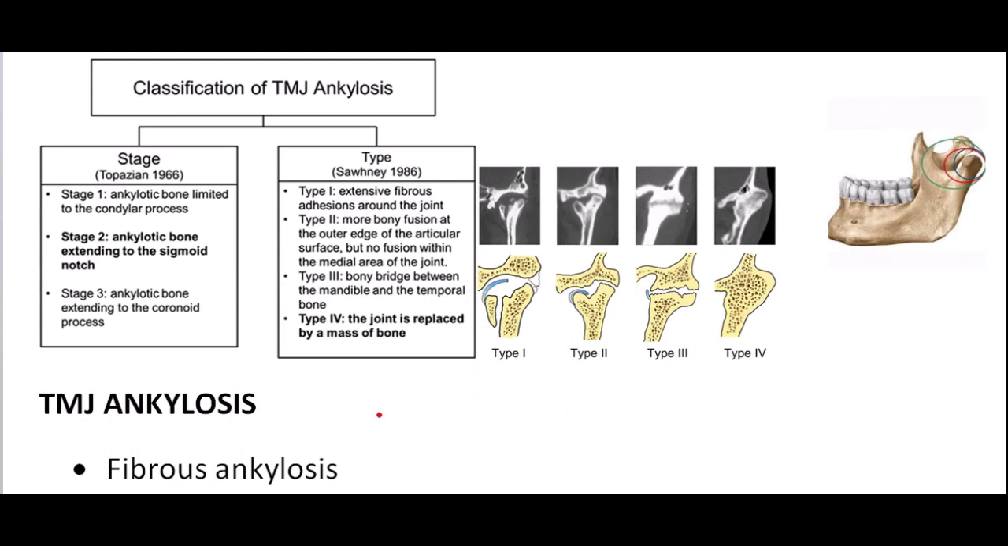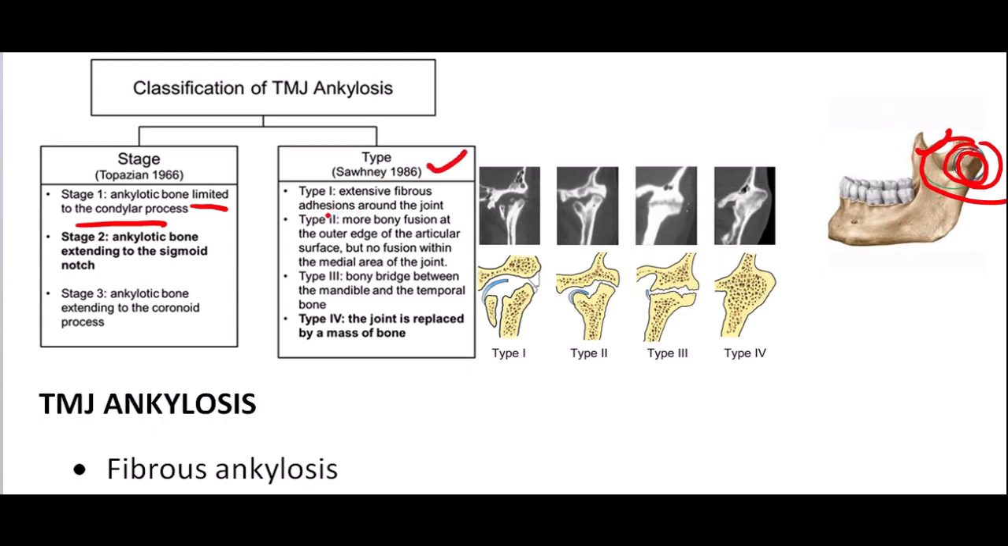Now, TMJ ankylosis can be classified based upon the Topazian or the Sonic classification. Topazian classification, stage 1, is when the ankylotic bone is limited to the condylar process. So this one is stage 1. This one is stage 2, when ankylotic bone extends to the sigmoid notch, and stage 3 is when the ankylotic bone extends to the coronoid process.